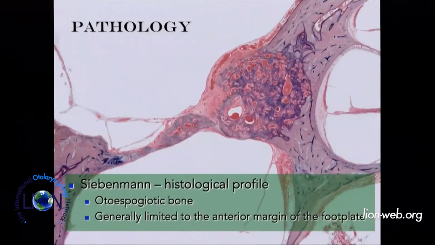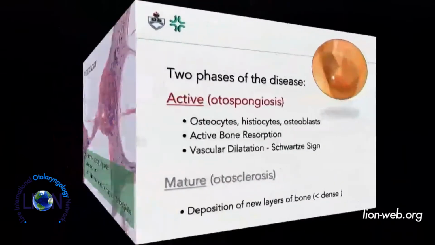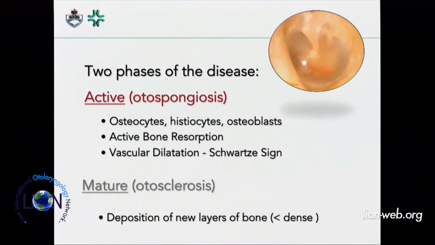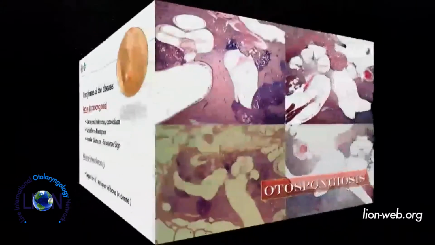So let's move on. The pathology of otosclerosis has been described by Selaimen, and there is a histological profile with otospongiotic bone, that the real name of the disease is actually otospongiosis and not otosclerosis. And it's generally limited to the anterior margin of the footplate, the region that I just mentioned, you know, the fissula ante fenestram. So there are two phases of the disease. The active phase is the otospongiosis, where you're going to have active bone resorption and vascular dilatation with the Schwartz sign. And the mature otosclerosis with deposition of new layers of bone. So the bone is much more dense there.